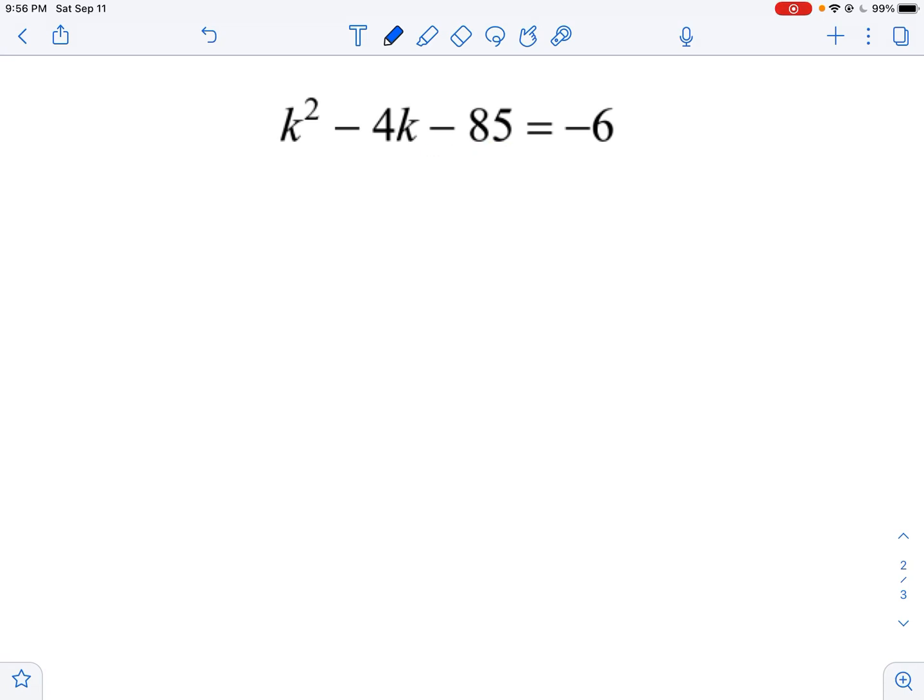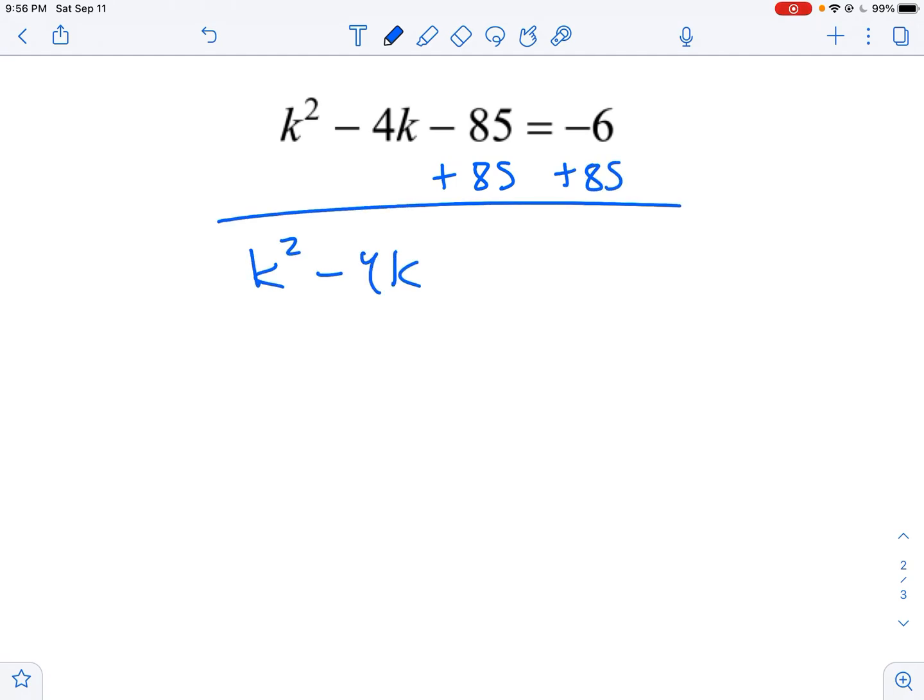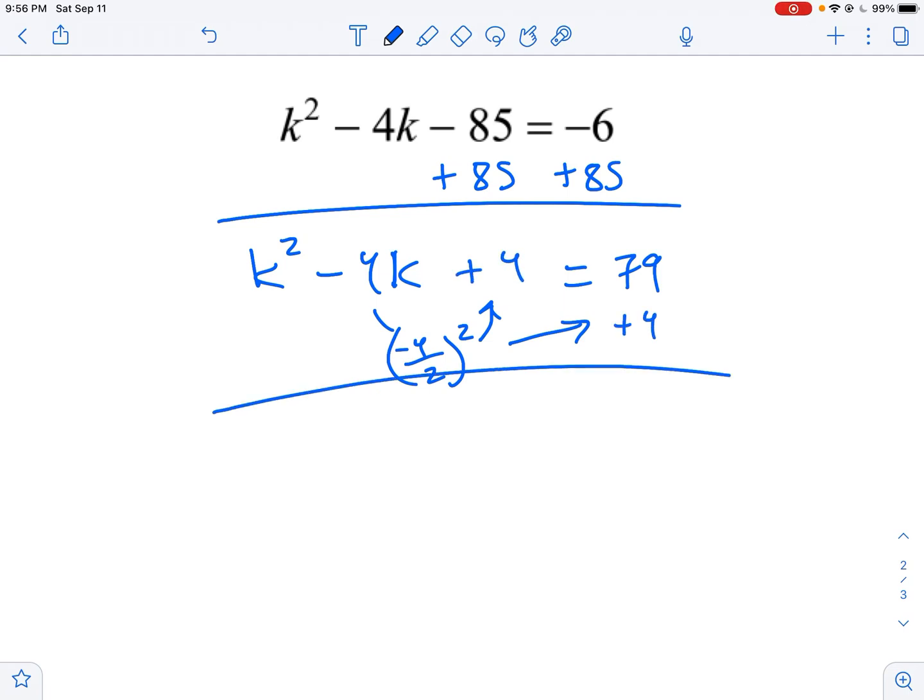First up, get rid of the negative 85 here by adding 85 to both sides. Now I got k squared minus 4k. Oh no, I want the 4k back. And equals 79. I'm going to take this negative 4 here, cut it in half and square it. And that goes here and over here. Negative 4 cut in half is negative 2. Squared is 4. So I'm going to add 4 over here, and I'm going to add 4 over here. And that gives me k squared minus 4k plus 4 equals 83.